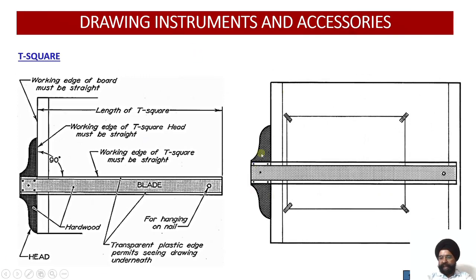So we were moving it alongside the boundary of our drawing board, and we were able to get parallel lines as well as perpendicular lines. We were using the set squares alongside the T-square to draw the perpendicular lines.